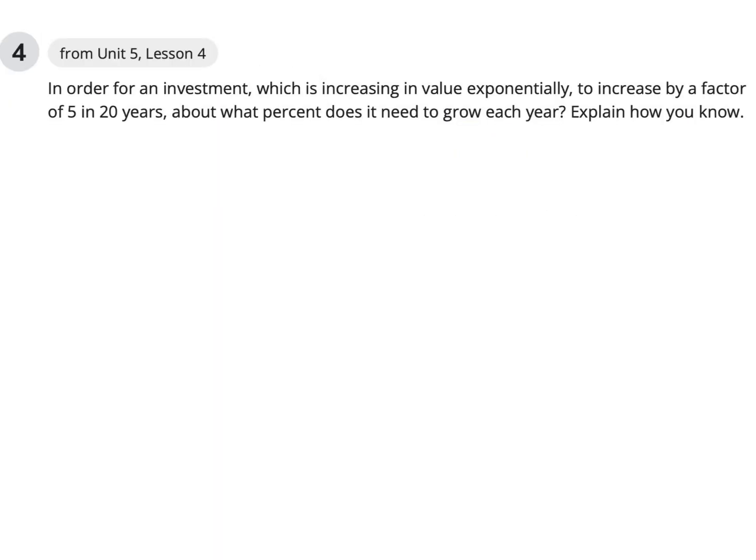Okay, in order for an investment, which is increasing in value exponentially, to increase by a factor of 5 in 20 years, by what percent does it need to grow each year? All right, so we're talking about the growth rate, which we don't know. The time is an exponent, and it's going to equal 5. So to find R, we have to take the opposite. So we have to take the 20th root. So R will be the 20th root of 5, and that's the growth rate.